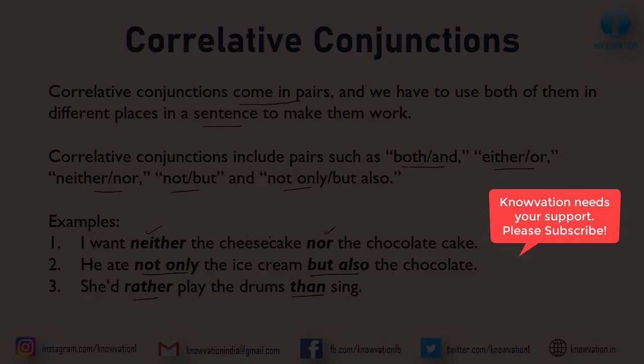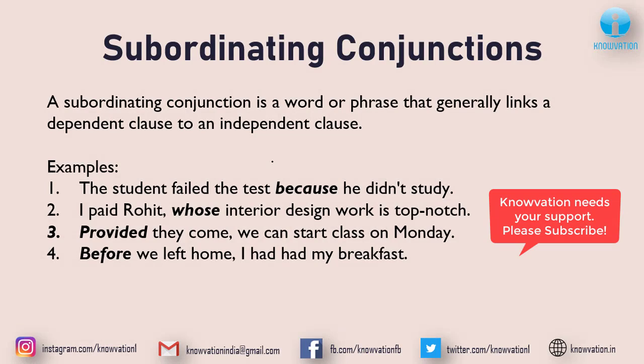We can move ahead. Last, we'll discuss subordinating conjunctions. So friends, these are basically words which are used to link a dependent clause to an independent clause. अब dependent clauses और independent clauses क्या होते हैं वो भी हम example के through समझते हैं. So first, the student failed the test because he didn't study. So here "because" is your subordinating conjunction. You can easily understand that. Now this first sentence is your independent clause, because its existence is not dependent on anything else.